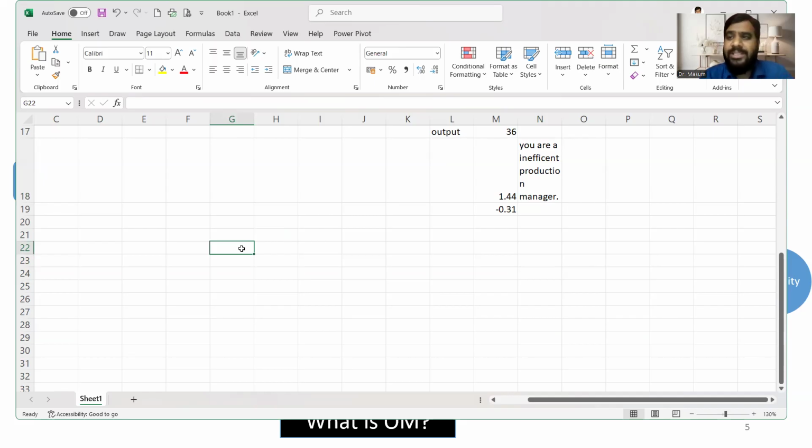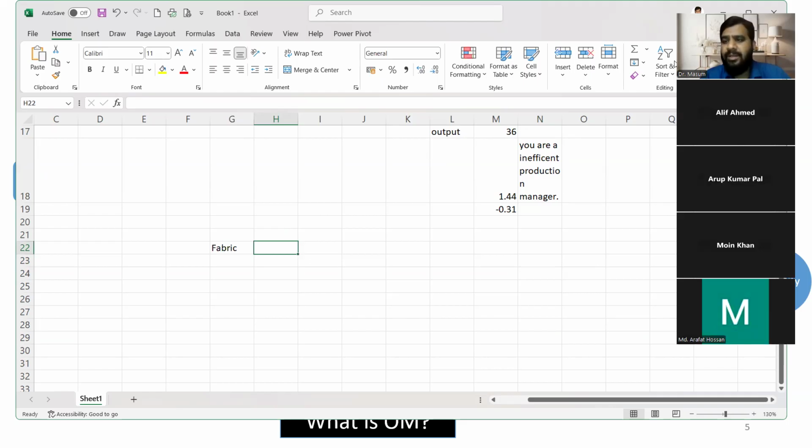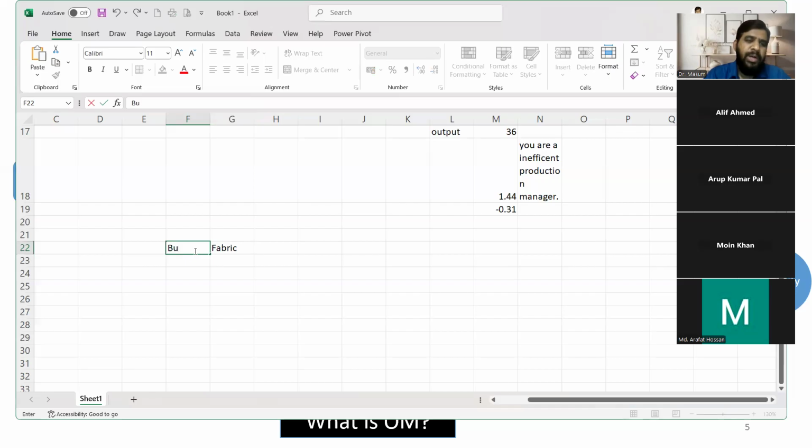Say for example, your input is fabric, isn't it? Fabric to produce shirt. What is the input? Fabric. Isn't it clear? Sir, buttons will also be input. Add value. So, say for example, you are a garments production manager. You buy fabric to produce shirt. Your input is fabric and output is shirt. To produce shirt, what you have to do? You have to add labor, isn't it?